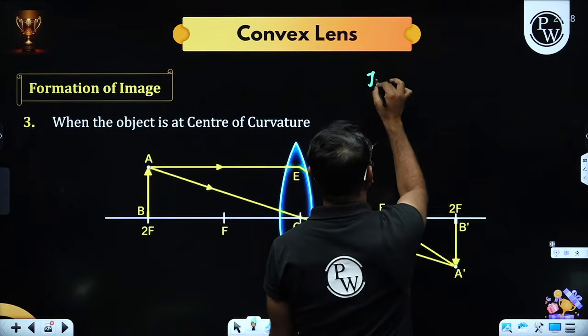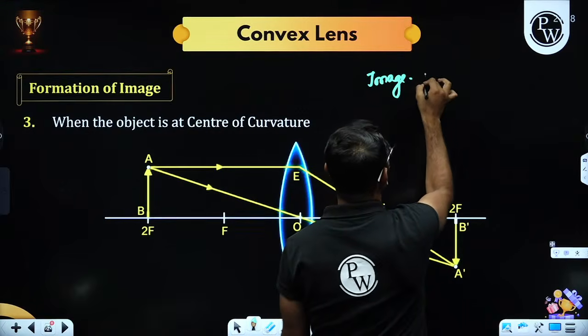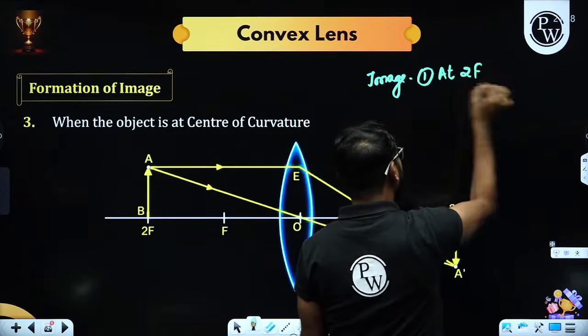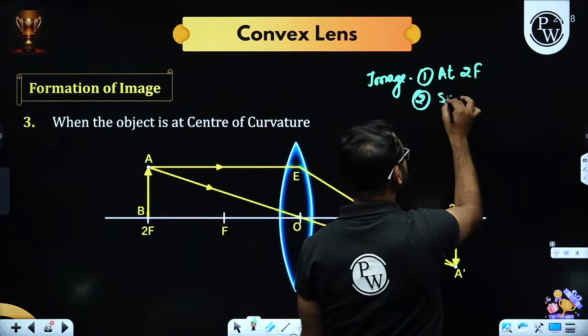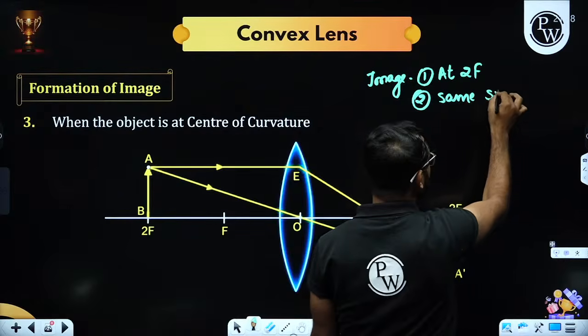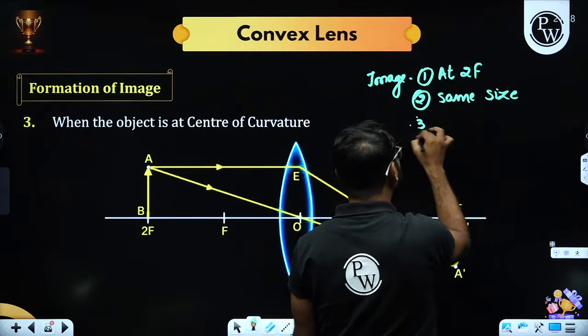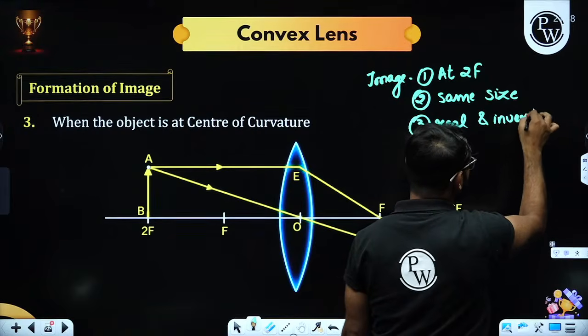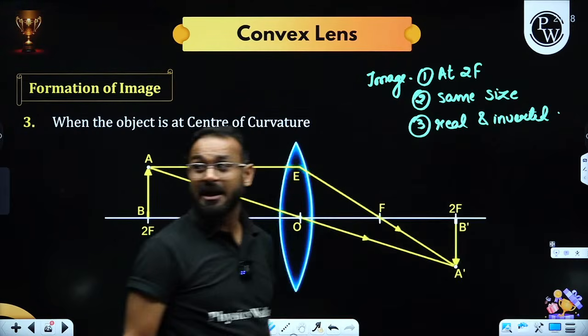So what are you going to write? Sir, the image is first formed at 2F on the right hand side. Second, same sized. The size will remain the same because it is at the center of curvature. And third, sir, the nature will be real and inverted.